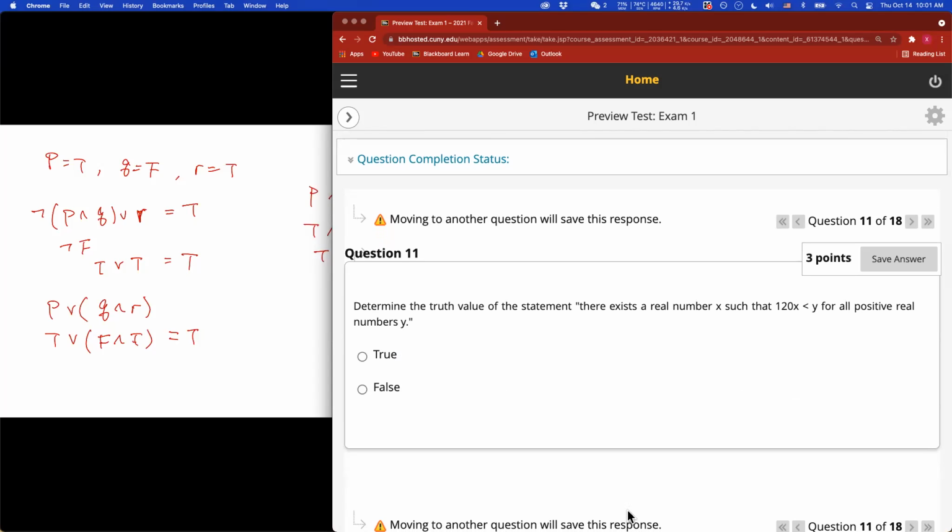Okay, next it's asking, there exists a real number x such that 120x is less than y for all positive real number y. So is it true? Can you find an x that it will be true for all, a real number x such that when you multiply 120, it will be strictly less than all positive real number y? Yes. And if you say yes, can you give an example of x?